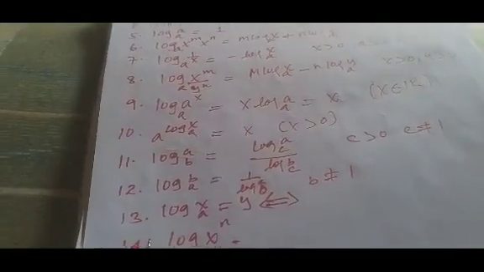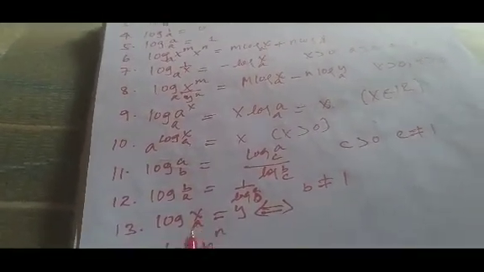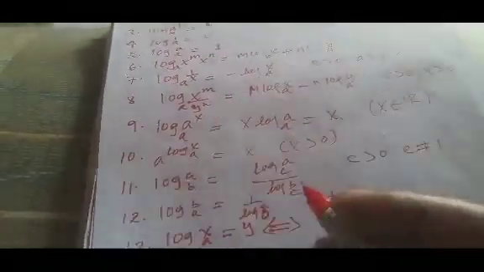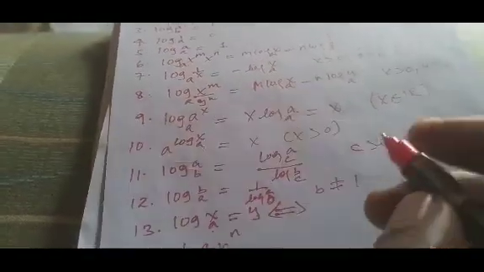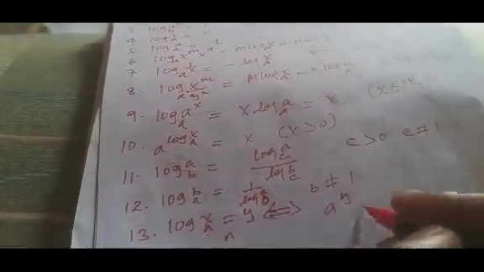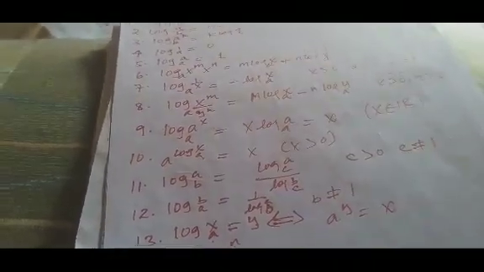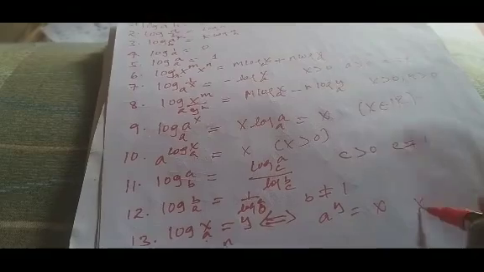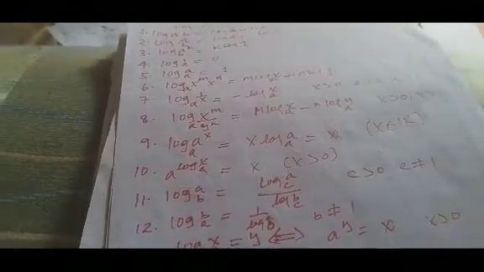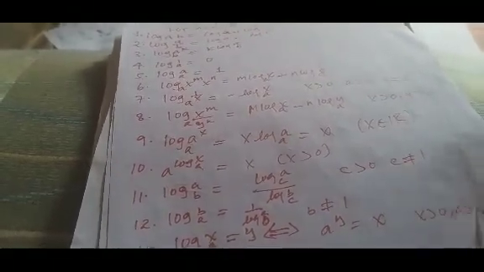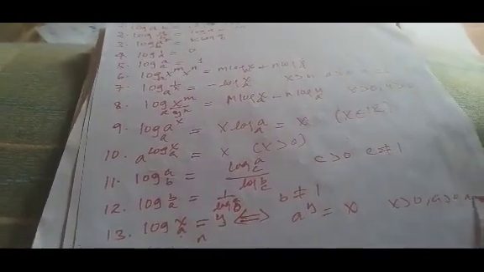Look at rule 30. Log of x to the base a is equal to y if and only if a raised to y is equal to x, for x greater than 0, a greater than 0, and a is different from 1.